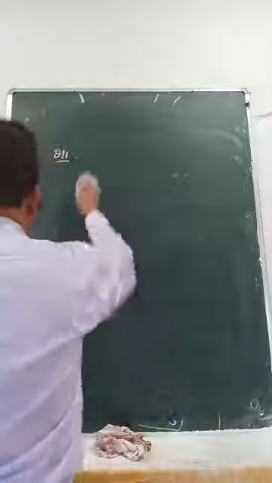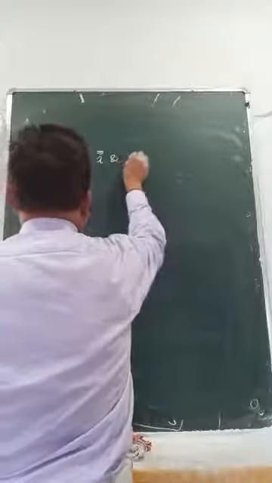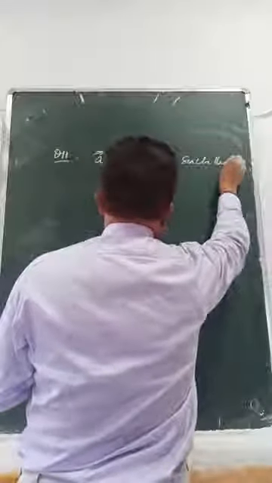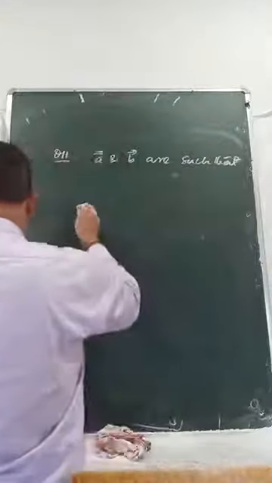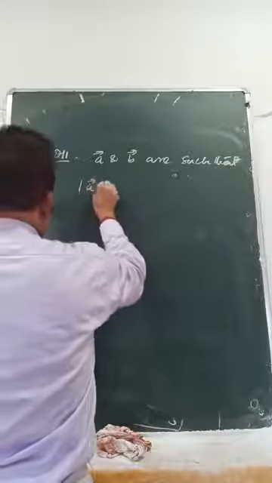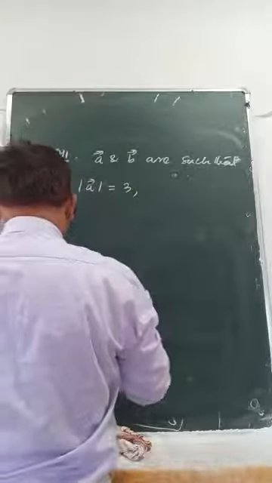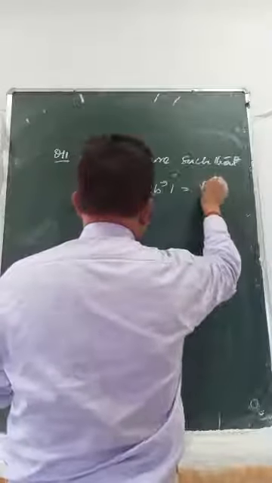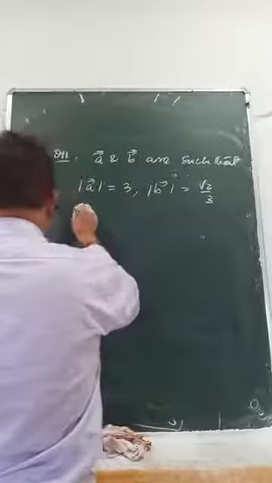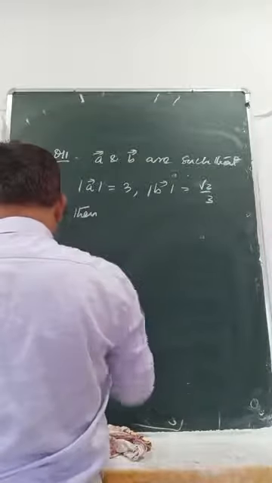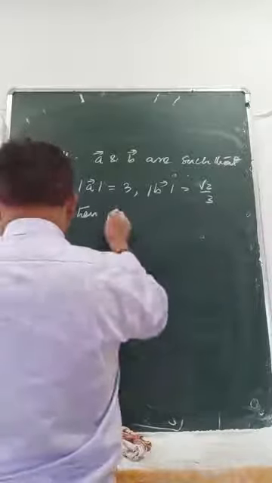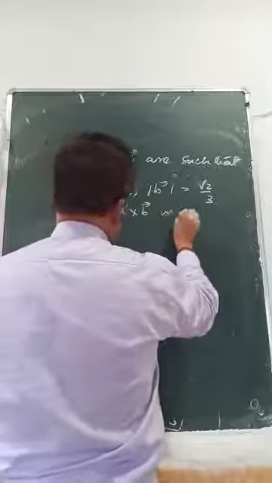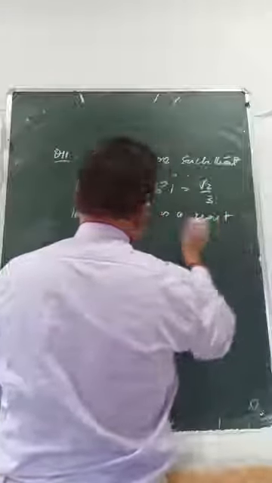Vectors A and B are such that mod A equals 3, mod B equals 2√2 by 3, then A cross B is a unit vector.